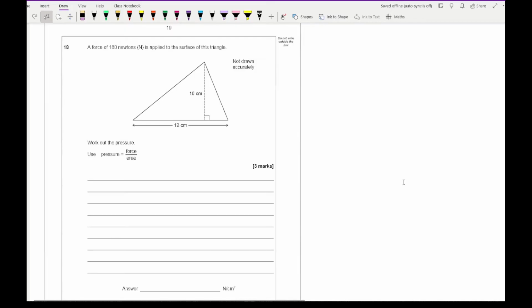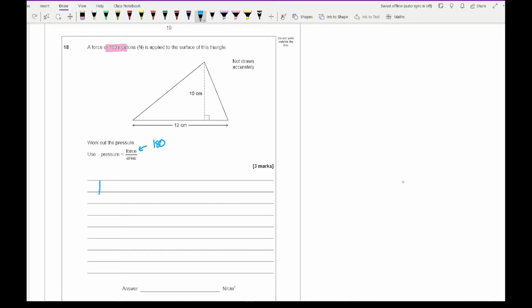Now for question 18, it says that a force of 180 newtons is applied to a surface of a triangle. It says work out the pressure, and it says that to work out the pressure we need force over area. Now the force has been given, so F, this number here, is going to be 180.